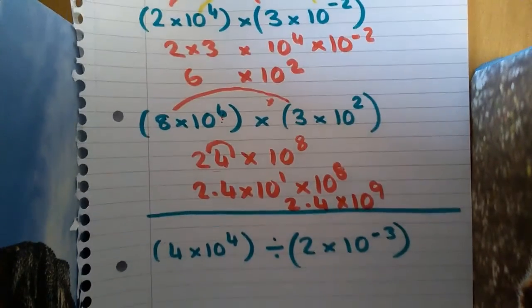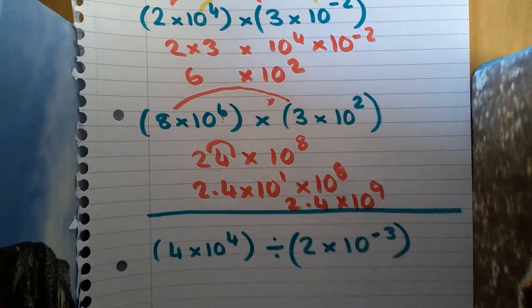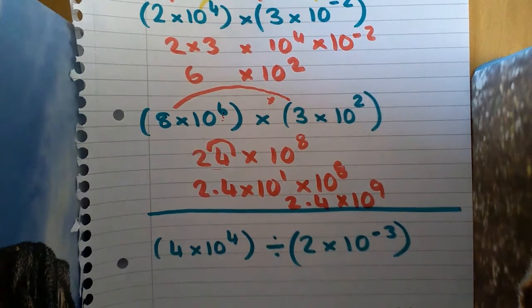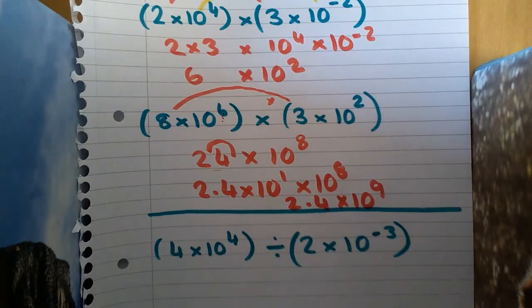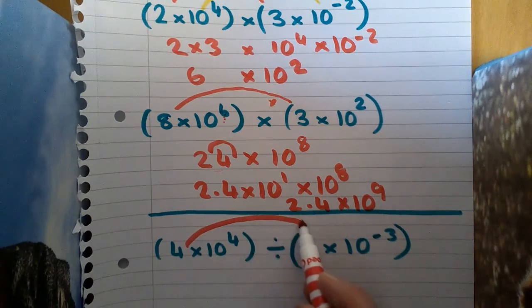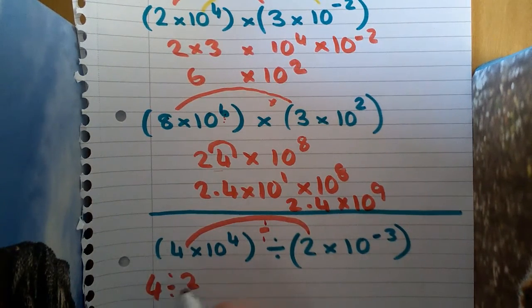Okay, division, which is on clip 126, is very similar, but this time, instead of adding indices, we need to remember we take the indices away when we divide them. So we start off the same way. We do 4 divided by 2, which we know will be 2.